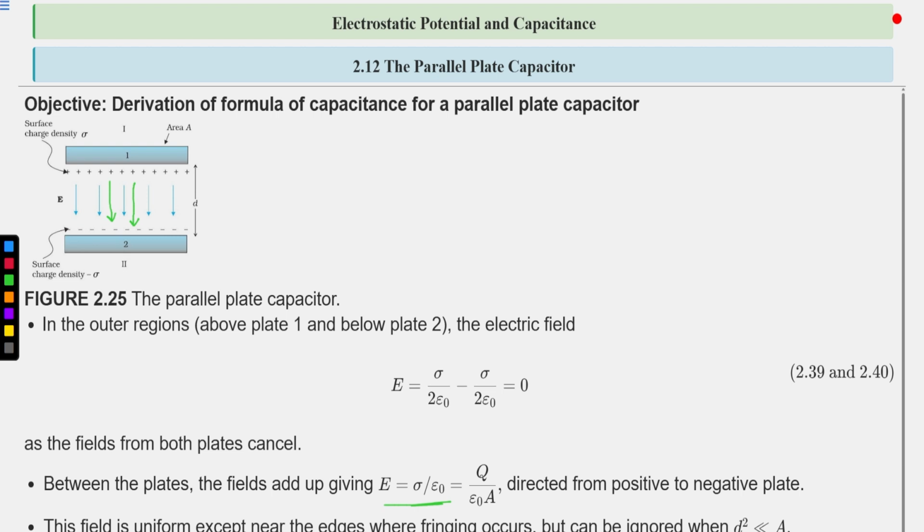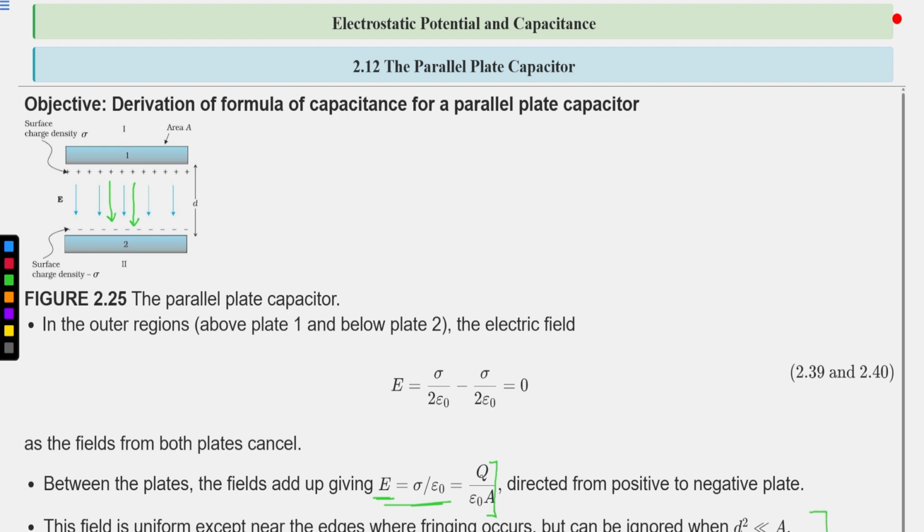So what is sigma? Q by A. So electric field between the plates of the capacitor is Q by epsilon naught A, directed from positive to negative charges. This field is uniform except near the edges where fringing occurs but can be ignored when d squared is much less than A. So what is this thing? This assumption we have taken in the previous slide.